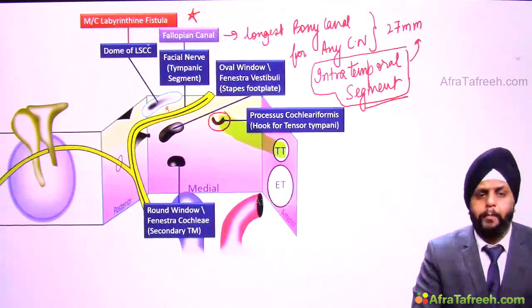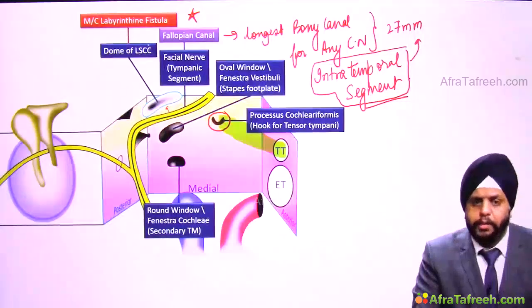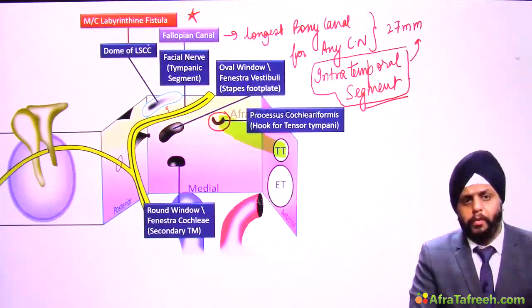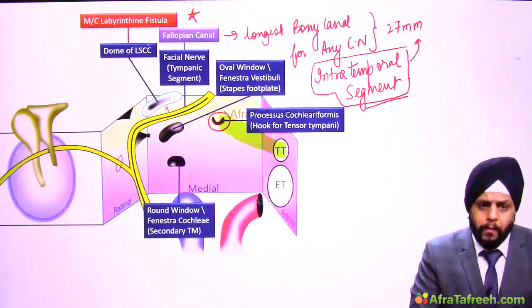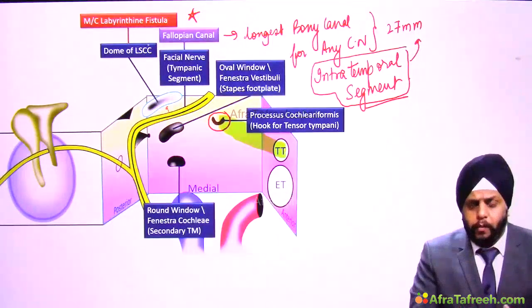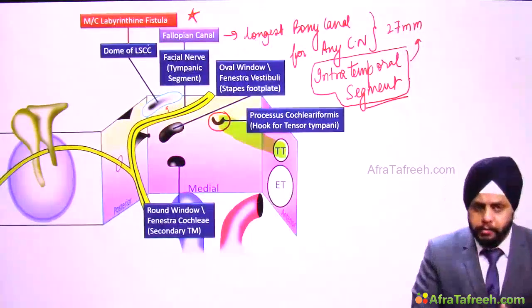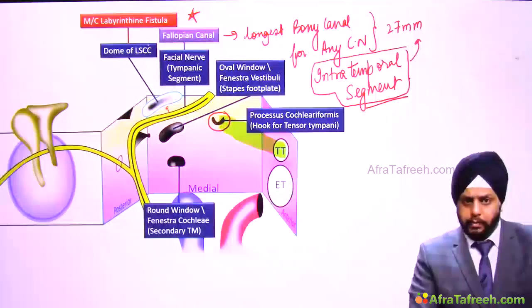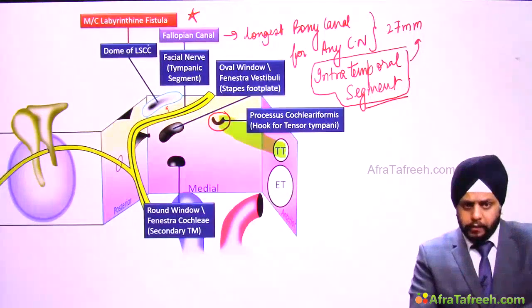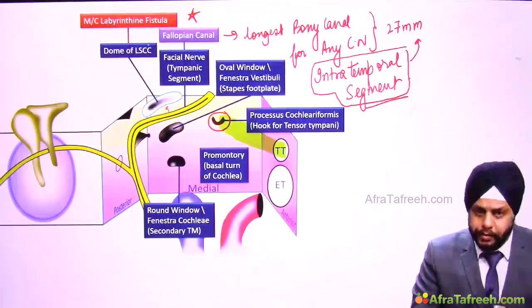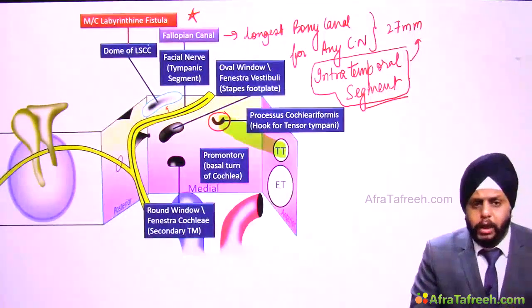Now we have seen all the structures on the medial wall, but there is something important about the medial wall. Right now we are having a box model of the middle ear. When I drew this box model, I drew the medial wall as flat. But the medial wall is not flat. The medial wall bulges out like this. This bulge on the medial wall is known as promontory, and it is because of the basal turn of cochlea.